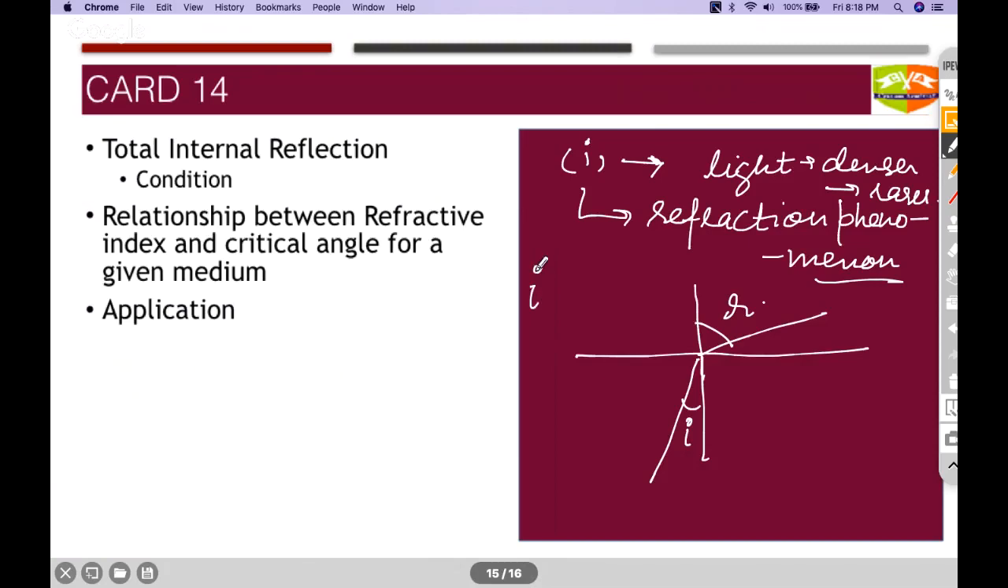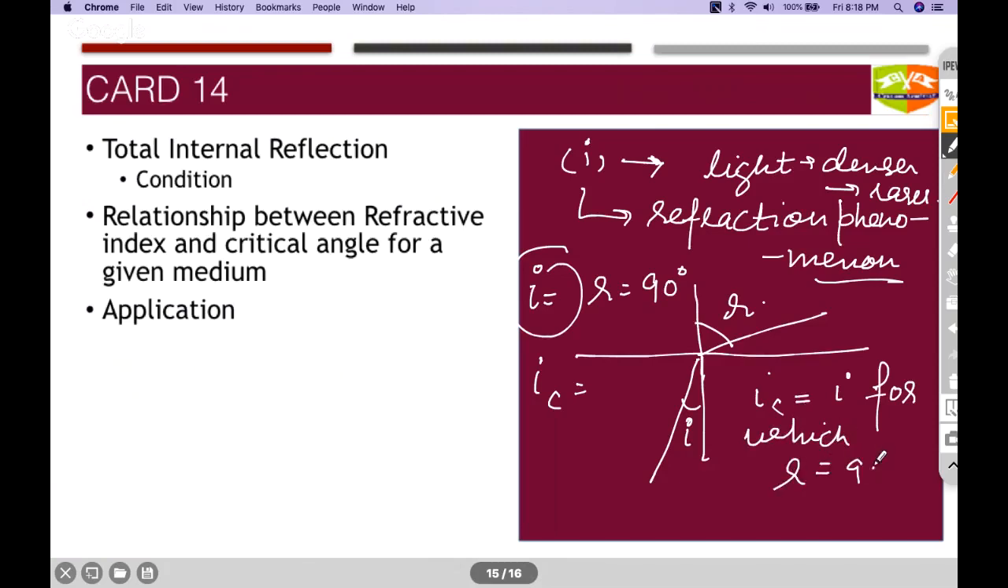Now there would be a value of I for which R becomes 90 degrees, and that value of I will be known as the critical angle. So what is a critical angle? IC is that value of I for which R becomes 90 degrees, and total internal reflection starts coming into the picture. If I is greater than IC, then the light rays start coming back to the same medium, and that is total internal reflection.